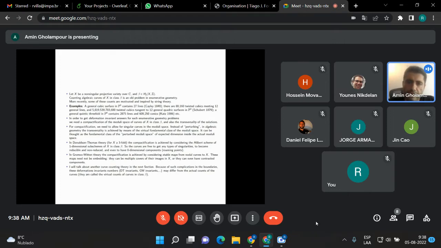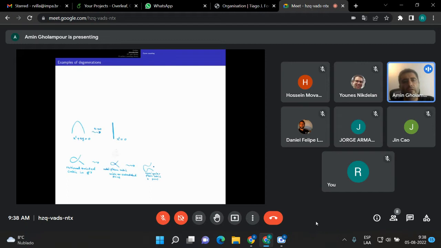Because of these complications that we have to allow in the boundary of the moduli space to compactify, these deformation invariant numbers, called Donaldson-Thomas invariants, Gromov-Witten invariants, and so on, may differ from the actual counts of curves. So they are called the virtual count of curves in class beta.